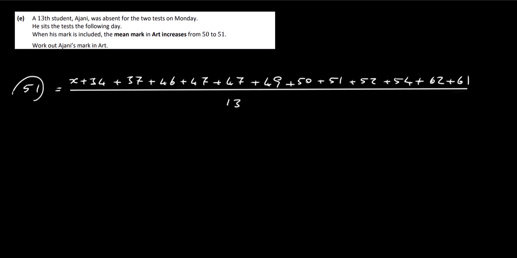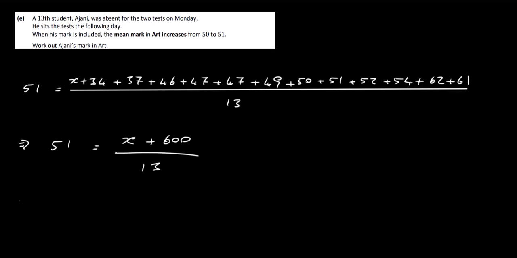The mean mark is 51 when Ajani did the test. The mean mark went up from 50 to 51. So this is the mean mark here. How was that worked out? Well, you'd add up all the different scores that you have, plus you would take into account Ajani's mark, which we don't know. And then you would divide by 13. There are now 13 students. So what you would get then is just 51 is equal to this x, Ajani's mark here that we don't know, plus when you add all these other numbers up, you get 600.